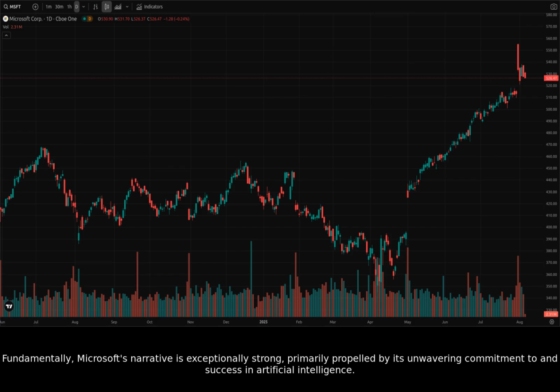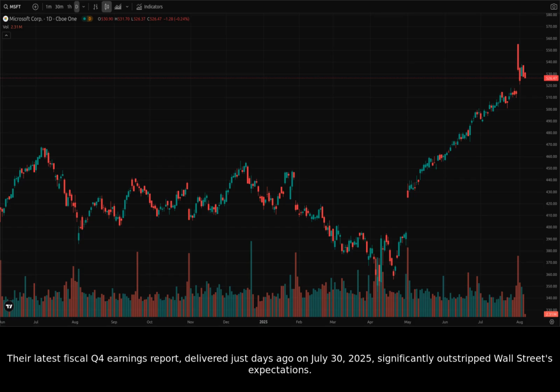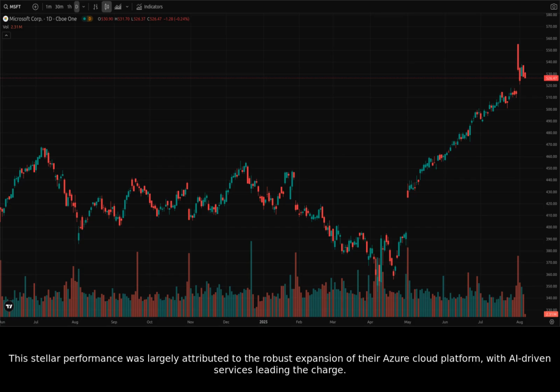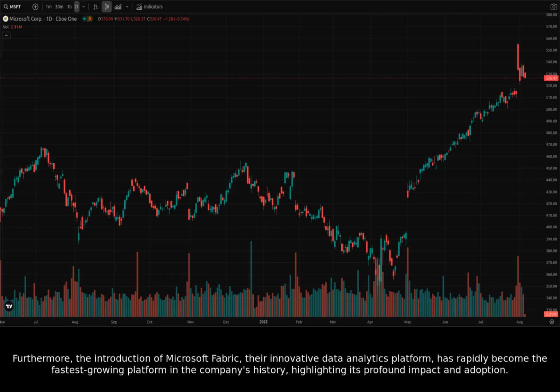Fundamentally, Microsoft's narrative is exceptionally strong, primarily propelled by its unwavering commitment to and success in artificial intelligence. Their latest fiscal Q4 earnings report, delivered just days ago on July 30, 2025, significantly outstripped Wall Street's expectations. This stellar performance was largely attributed to the robust expansion of their Azure cloud platform, with AI-driven services leading the charge. Furthermore, the introduction of Microsoft Fabric, their innovative data analytics platform, has rapidly become the fastest-growing platform in the company's history, highlighting its profound impact and adoption.